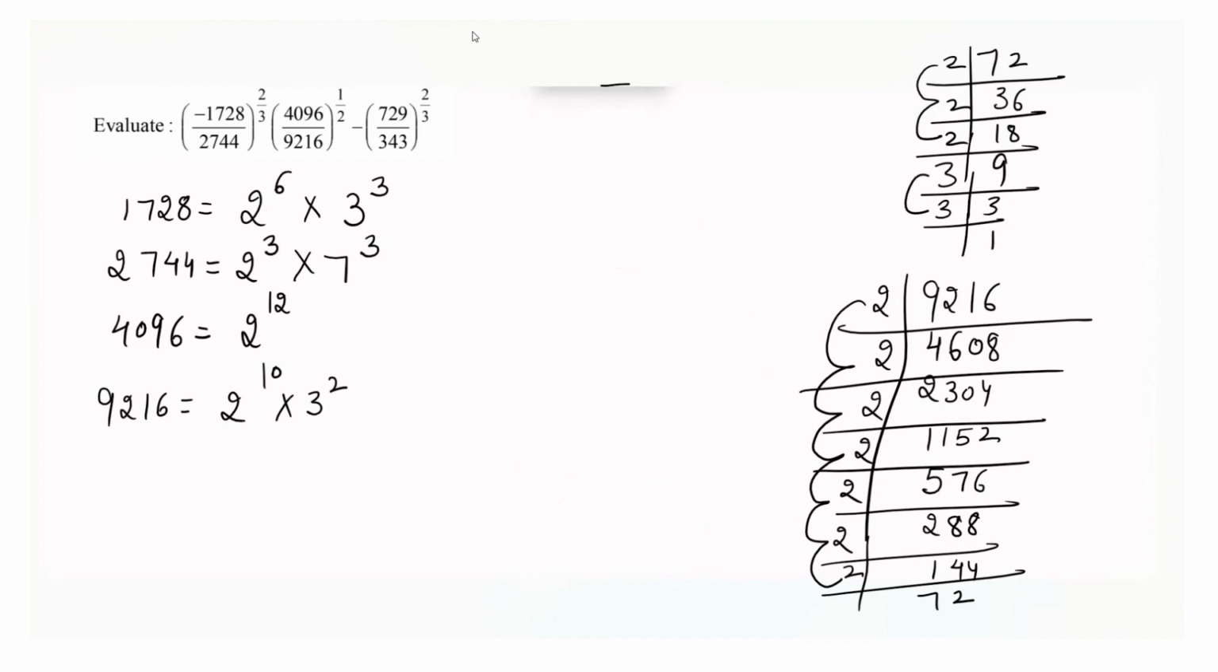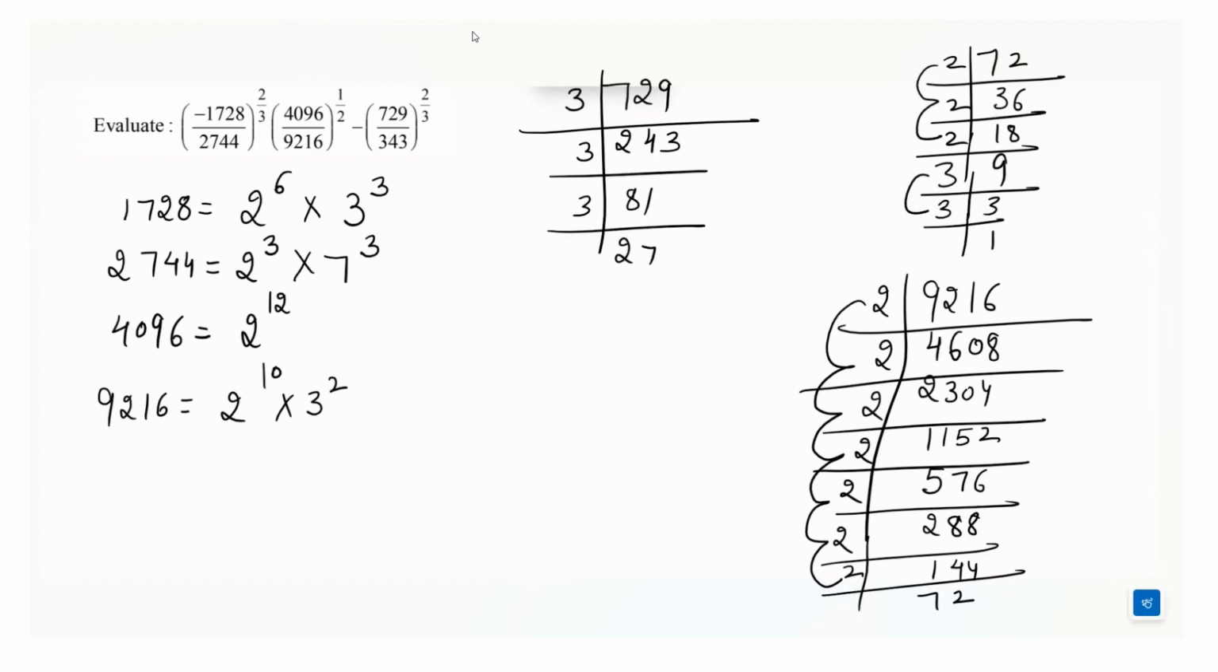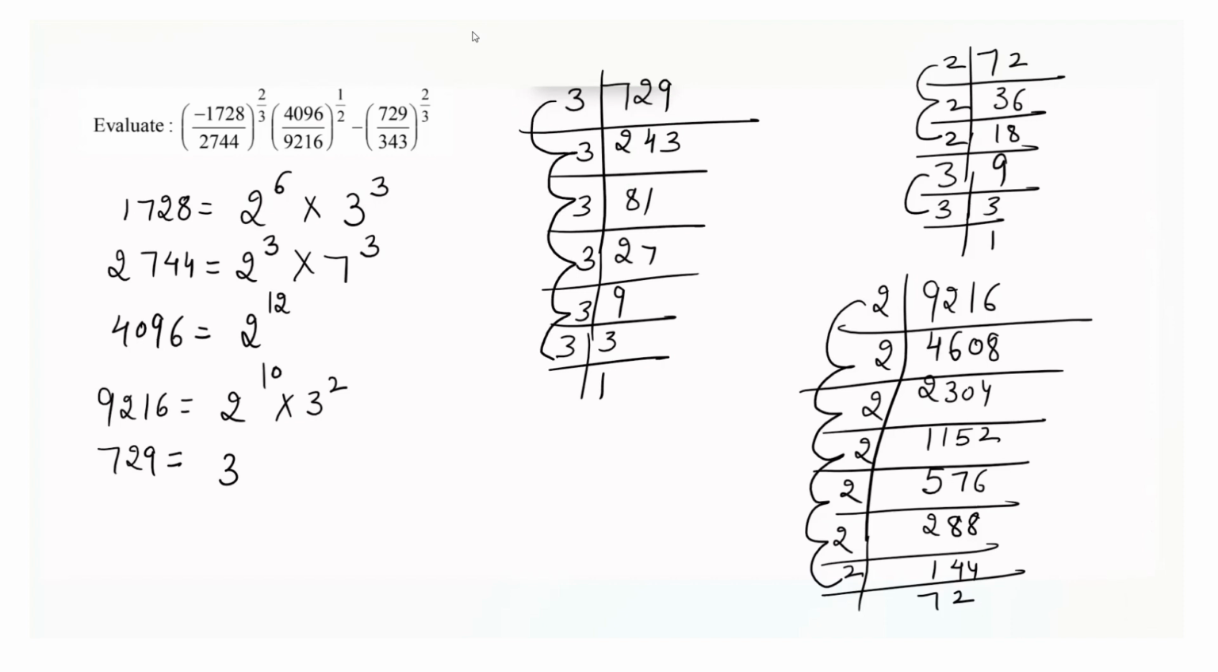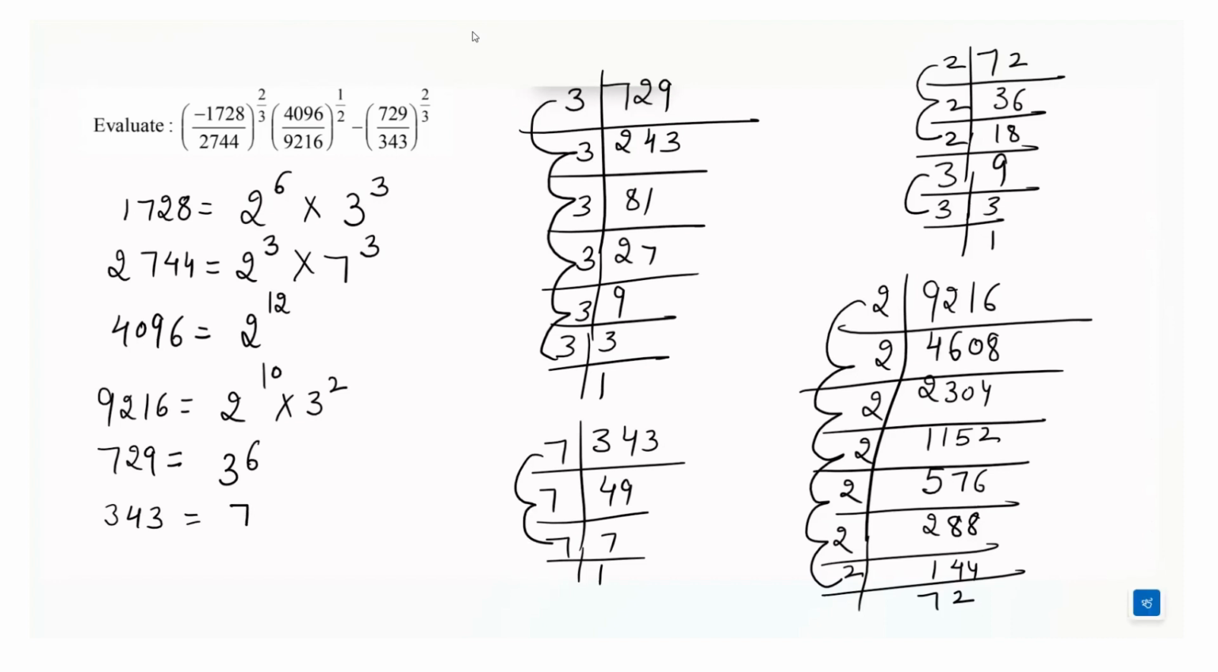Now similarly, if I find out for 729, it would be 729 equals 3 raised to power 6. Now we'll find out for 343, which is 7, 49, 7, 7, 7, and 1. So some of the factors you must know, like they are divisible by which numbers. So it would be 7 raised to power 3.